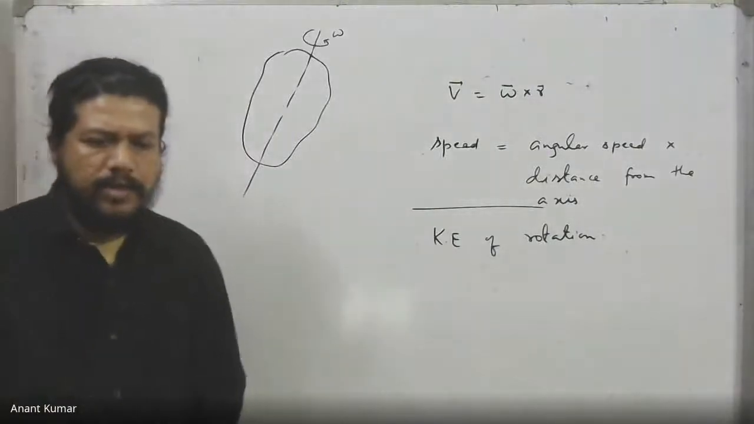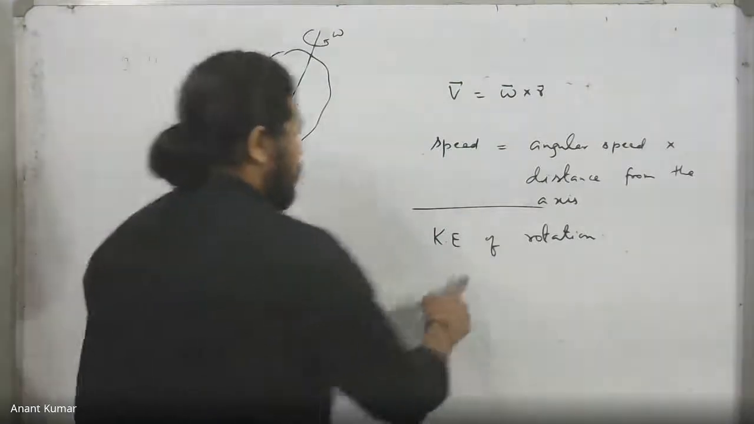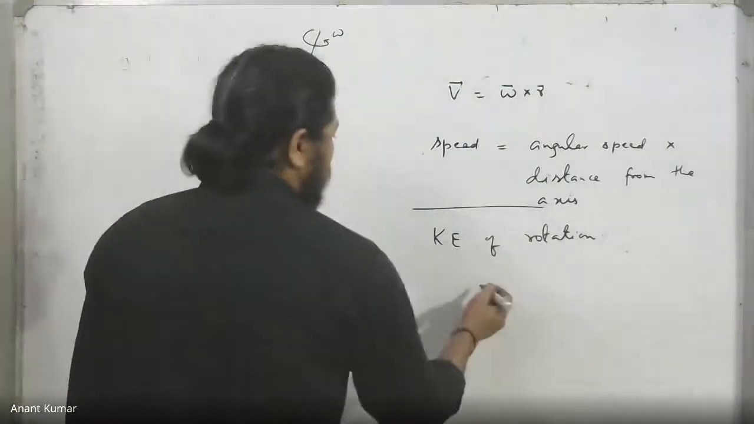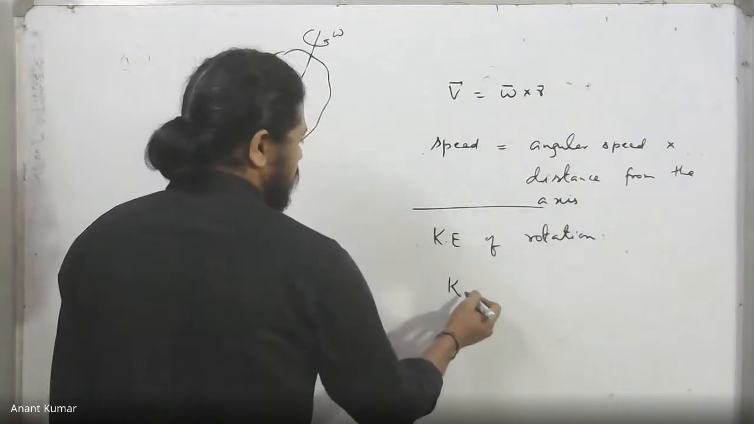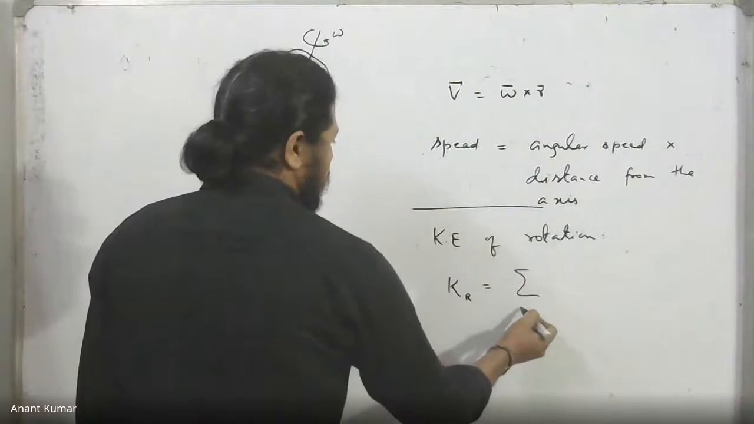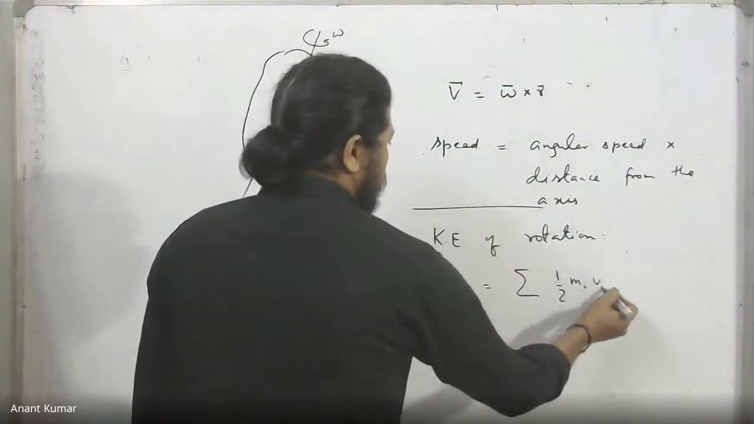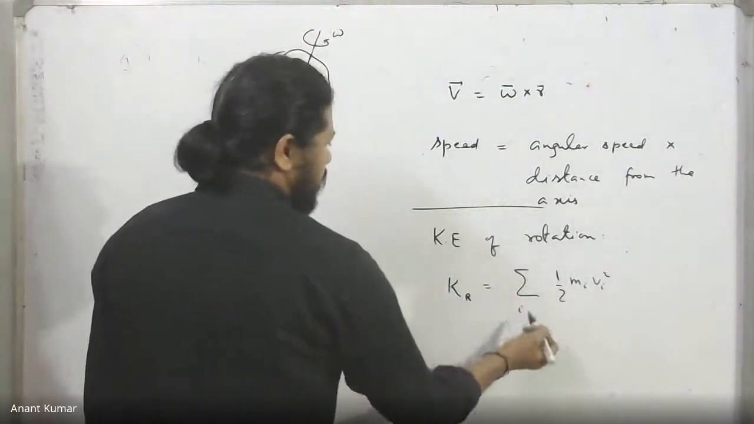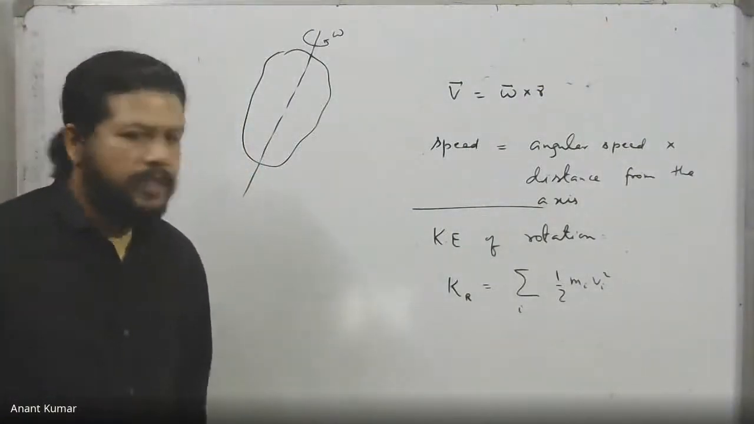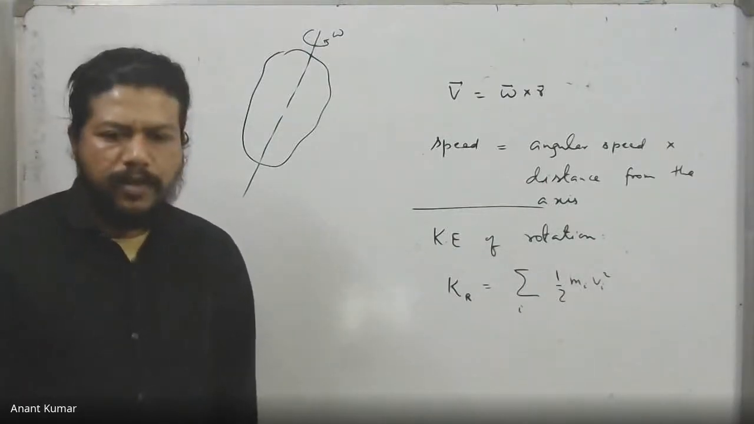For that, I will have to just add up the kinetic energy of the individual point objects which make up this body. Assuming that this is made up of discrete point particles, I can write down the kinetic energy of rotation, let's call it Kr, as the summation of the individual kinetic energies. So I get half into mi into vi square, summation over i. Here i is the index over which the summation varies, depending on the number of particles, and I simply add up the kinetic energies of the individual point particles.